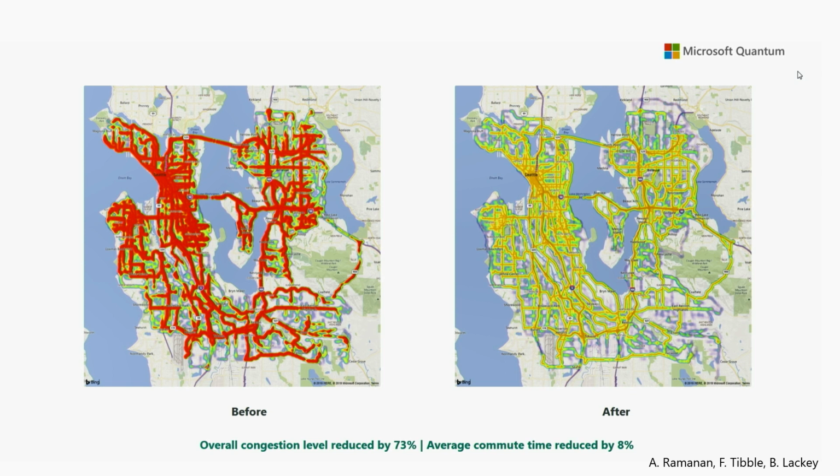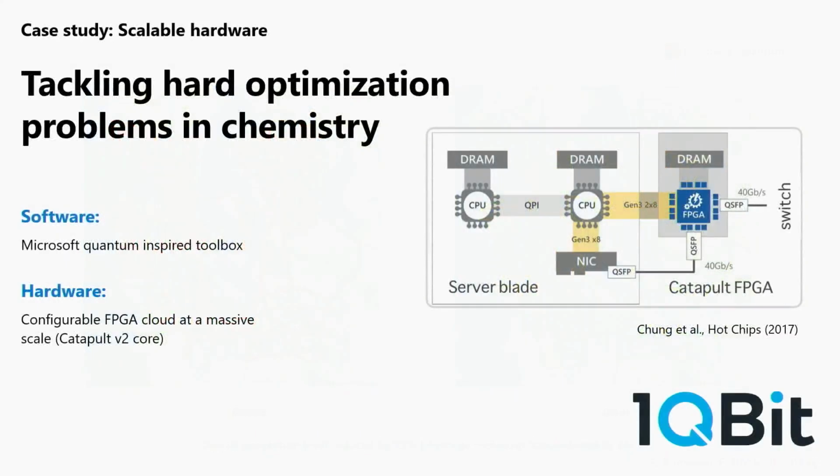Now, the next example I want to show you is actually work together with our partner, 1Qubit. And here I want to show you how we can tackle hard optimization problems in chemistry. What we did here on the software side is use Microsoft Quantum Inspire Toolbox. And on the hardware, this is what I want to highlight here, we have a configurable FPGA cloud at a massive scale. This is what we call Catapult version 2.